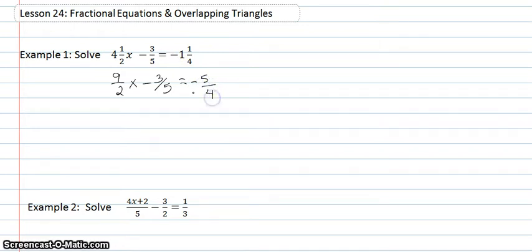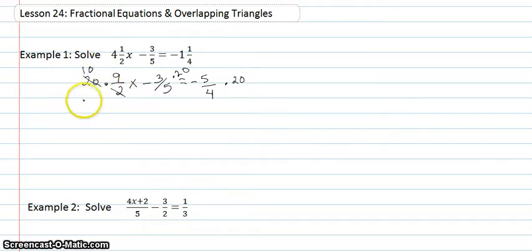over 4. Okay, now what we're going to do is look and see what our common denominator is, or at least common multiple, between 2, 5, and 4. And I think it's 20. Now, if you go with a bigger number, like if you would have said, oh, let's just multiply them all together and gotten 40, this method would still work. You'd just have larger numbers to work with. So I'm multiplying everything by 20.